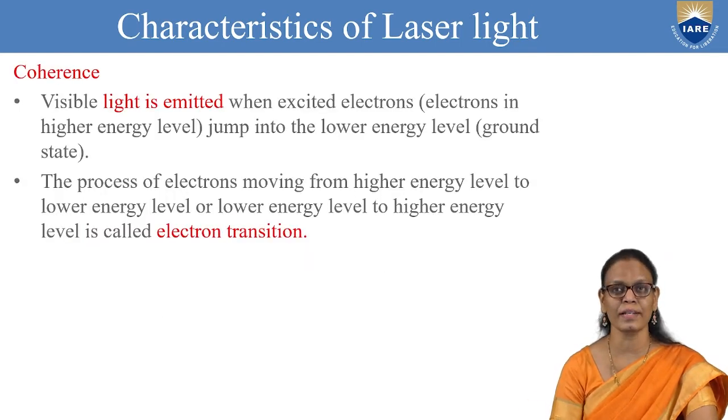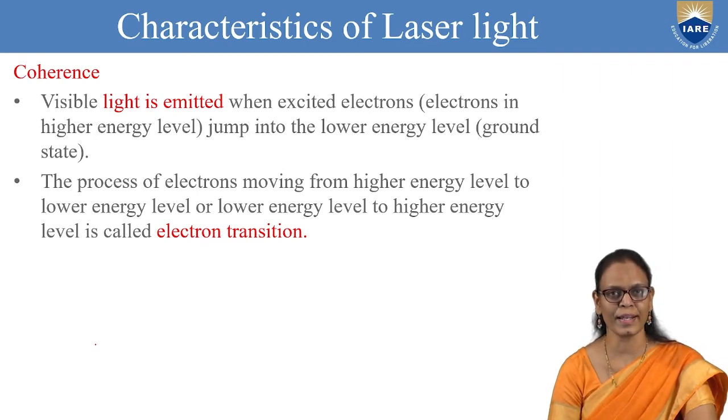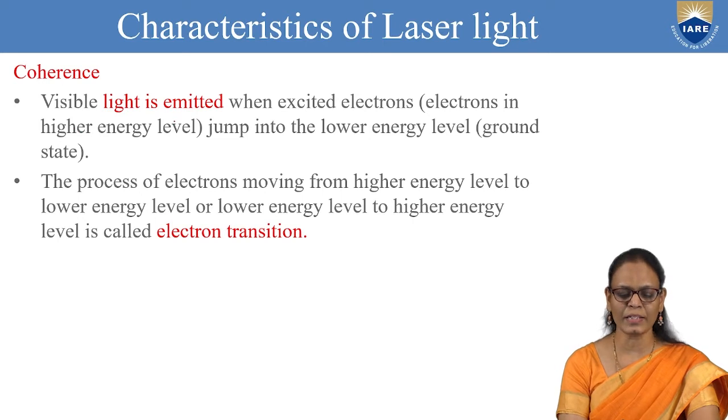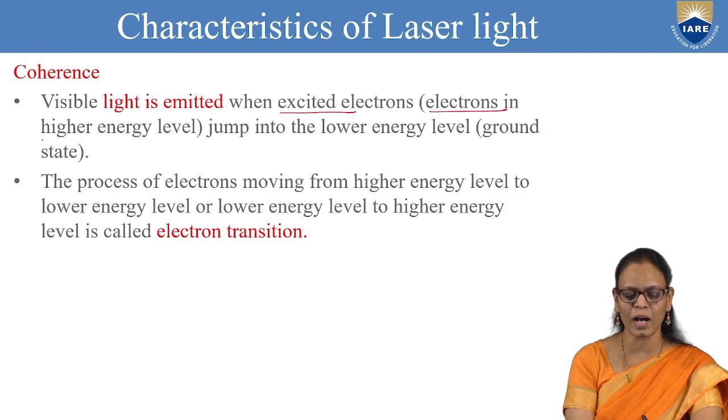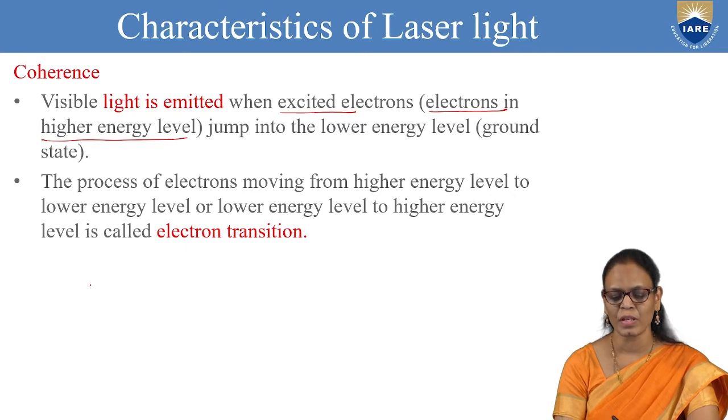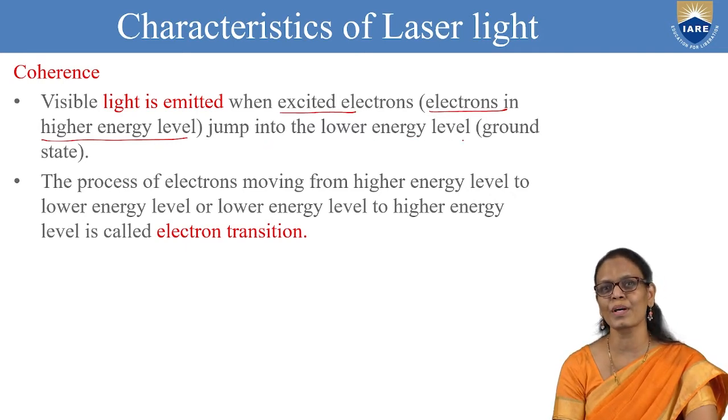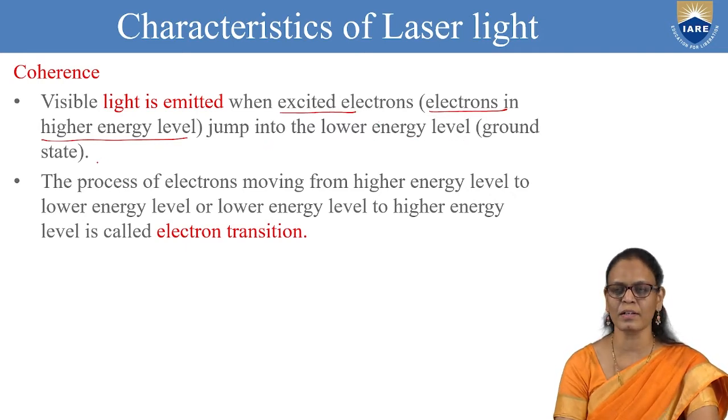Now coming to coherence. This is the second characteristic we are discussing about laser. Visible light is emitted when excited electrons, those electrons which are in the higher energy level, jump into the lower energy level, that is the ground state.